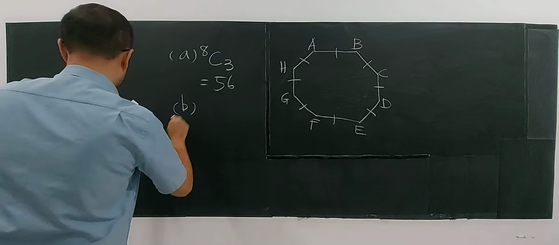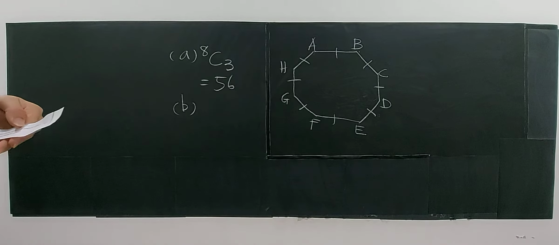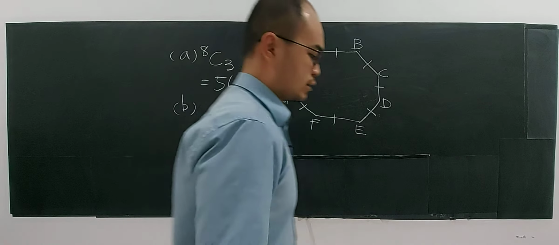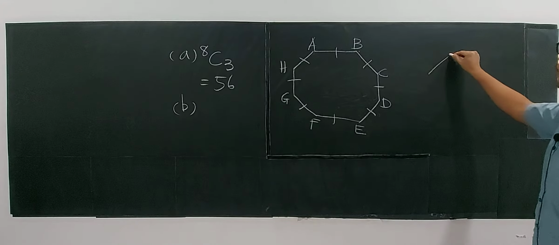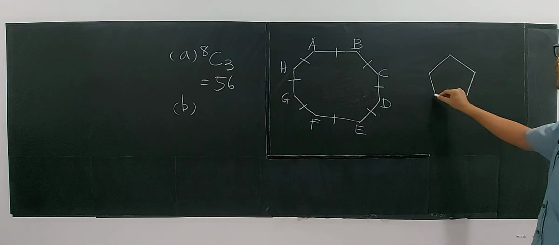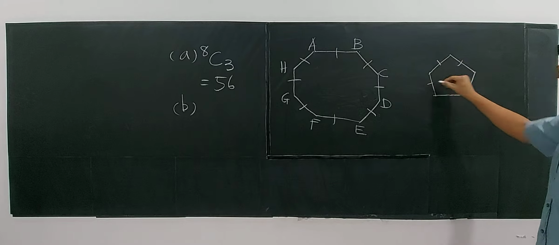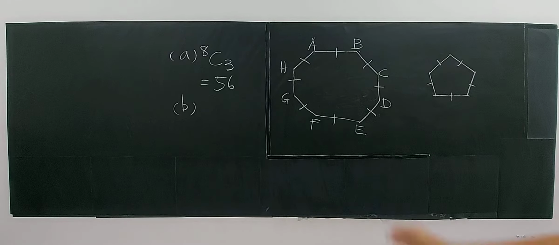Then they ask how many diagonals can be drawn by joining the vertices. What is a diagonal? Let me go for a simple one. How many diagonals does a regular pentagon have? Let's say a pentagon, very simple.